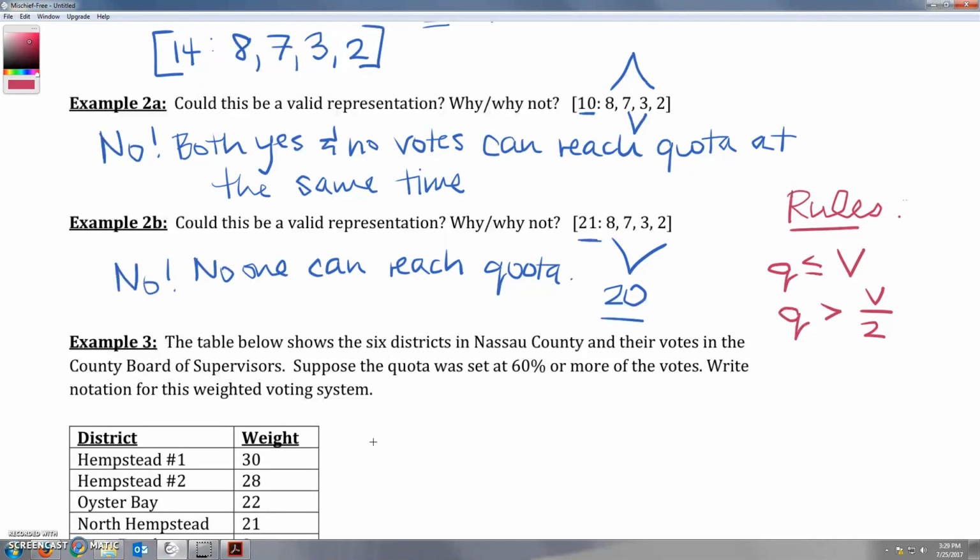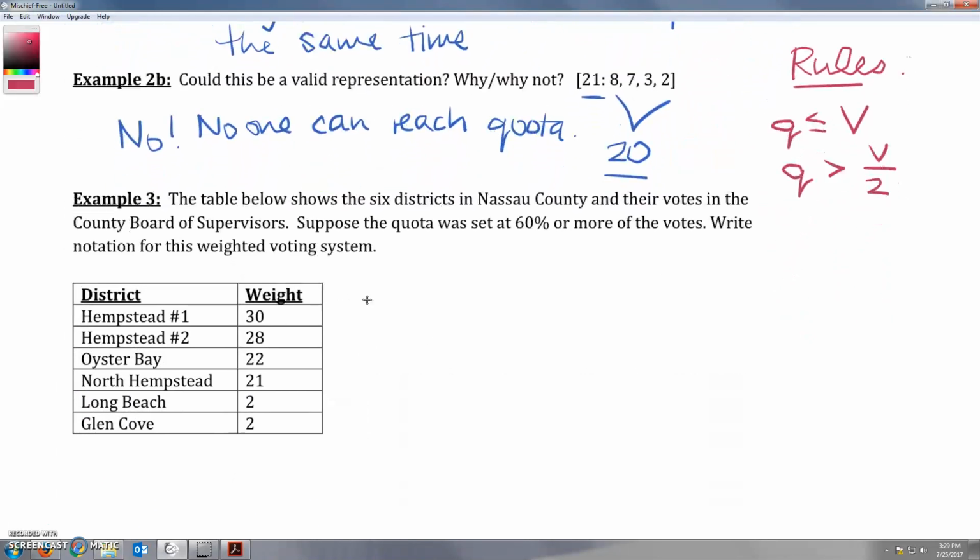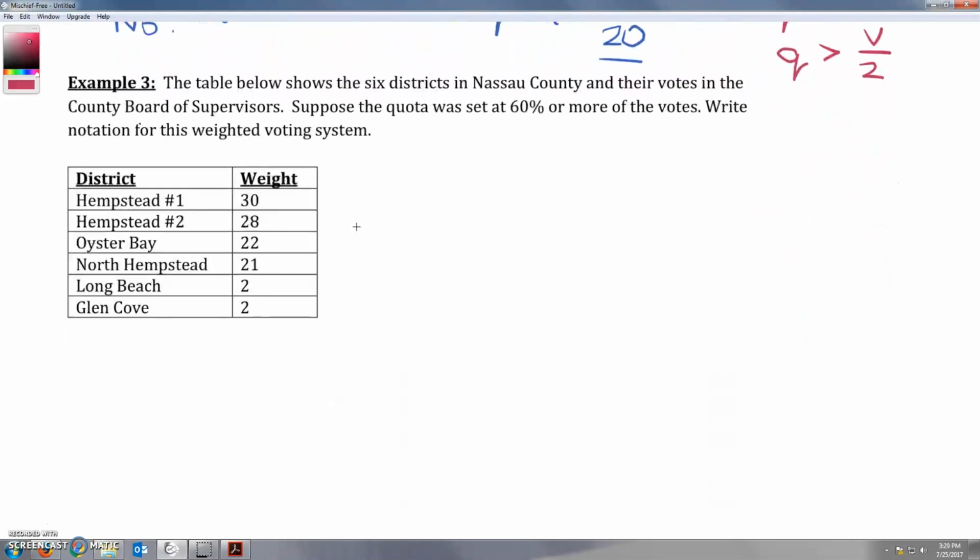All right, last example that we are going to talk about here. The table below shows 6 districts in Nassau County and their votes in the County Board of Supervisors. Suppose the quota was set at 60% or more of the votes. Write notation for this weighted voting system. Well, first, we've got 6 players and all of their weights, and let's go ahead and total these up and find the total number of votes that we got.